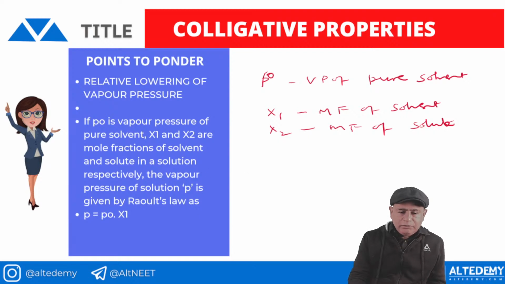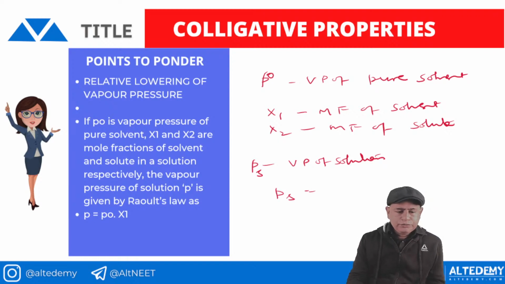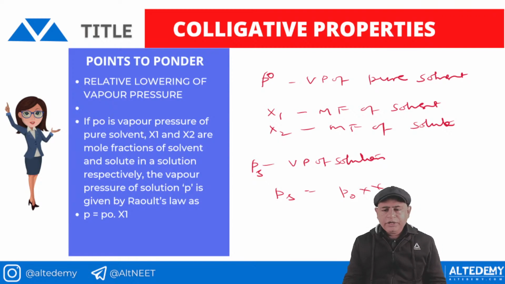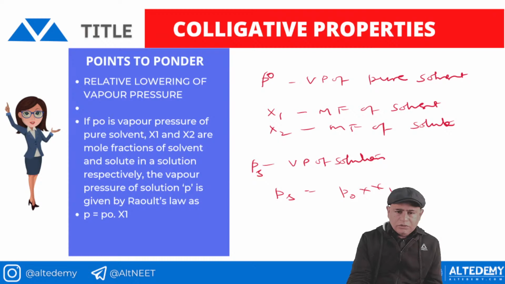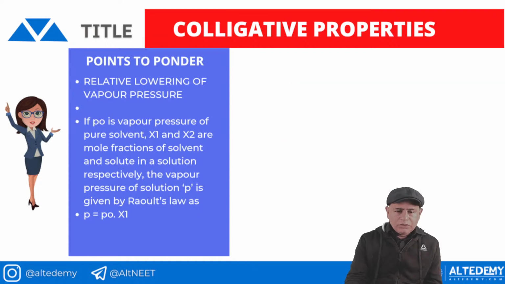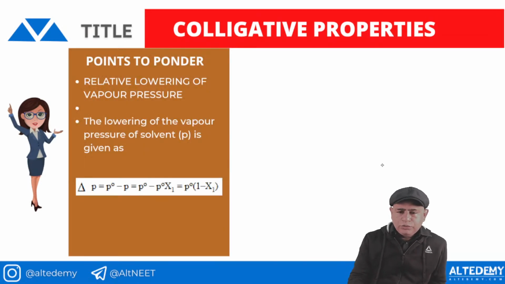Then P, that is vapor pressure of solution, or we can say PS, is equal to P naught into X1. Right? P naught into X1. Let us now come to see to it.